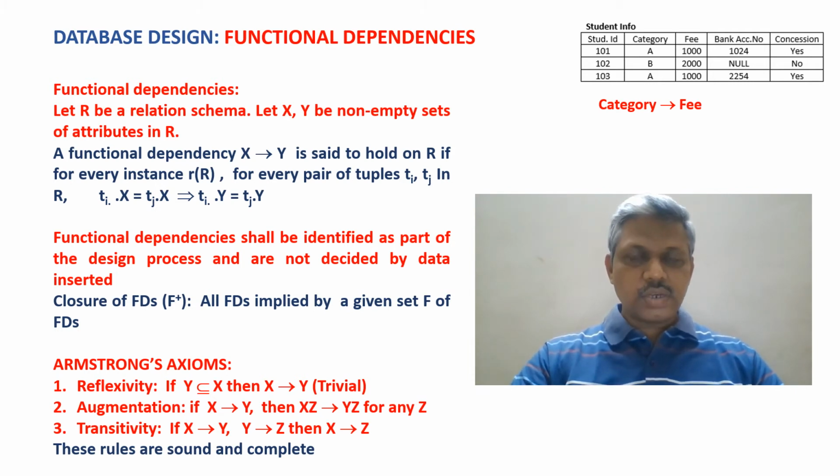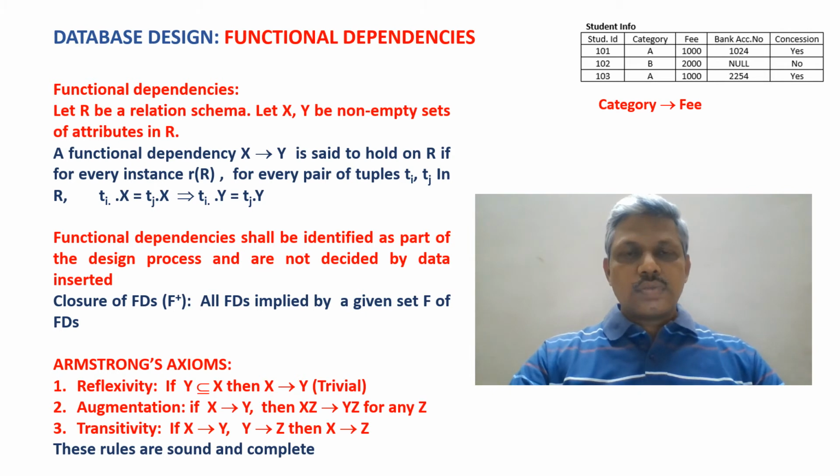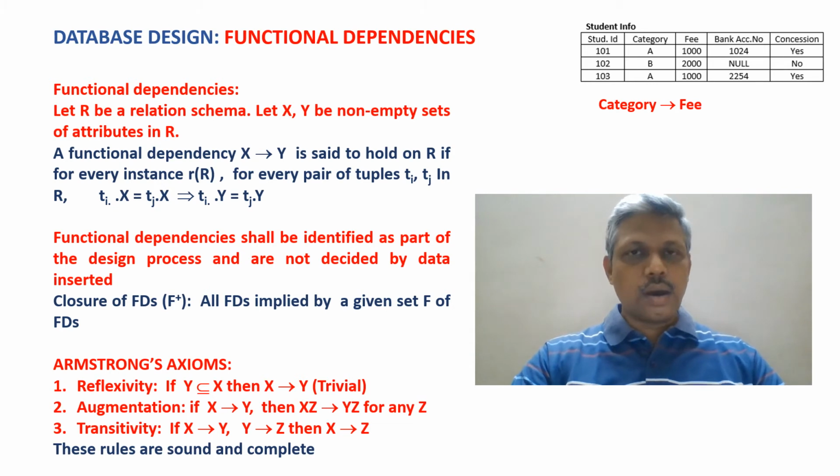The actual definition of the functional dependency. Let us start with a schema. Let R be a schema with a certain set of attributes. Let X and Y be two non-empty sets of attributes in R, and let r(R) denote an instance of R. An instance is the table together with the data at any point of time. So a schema may have different instances.